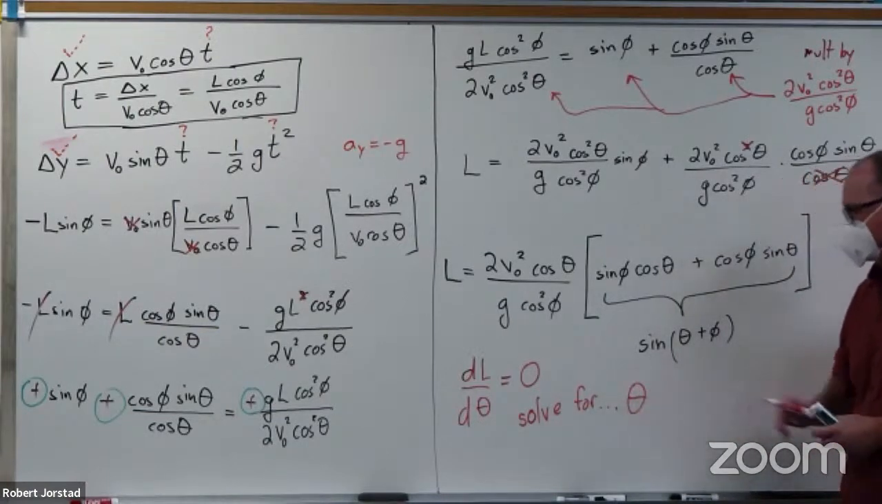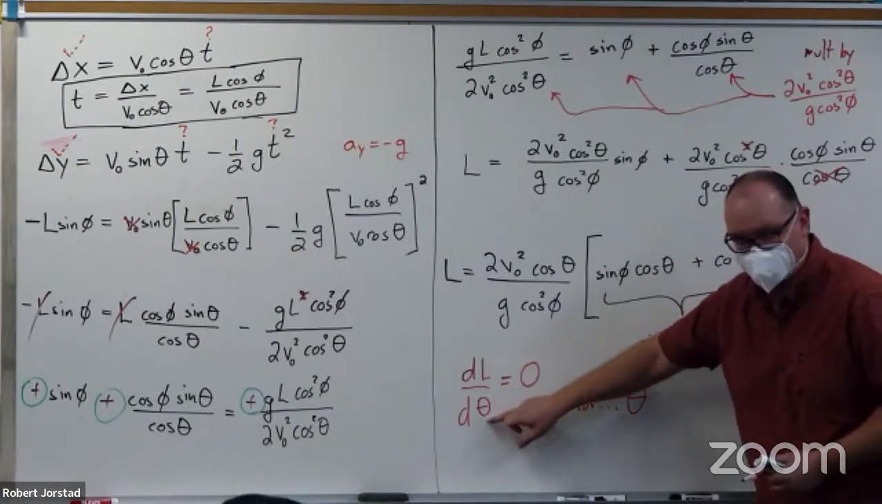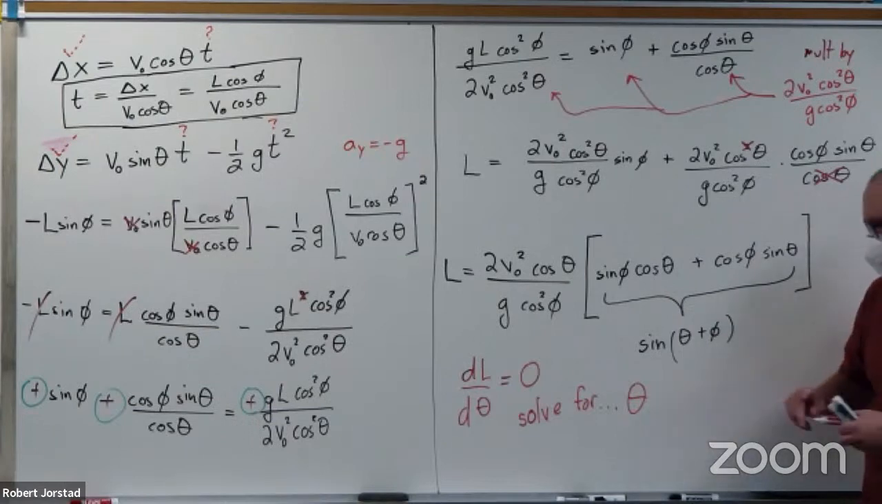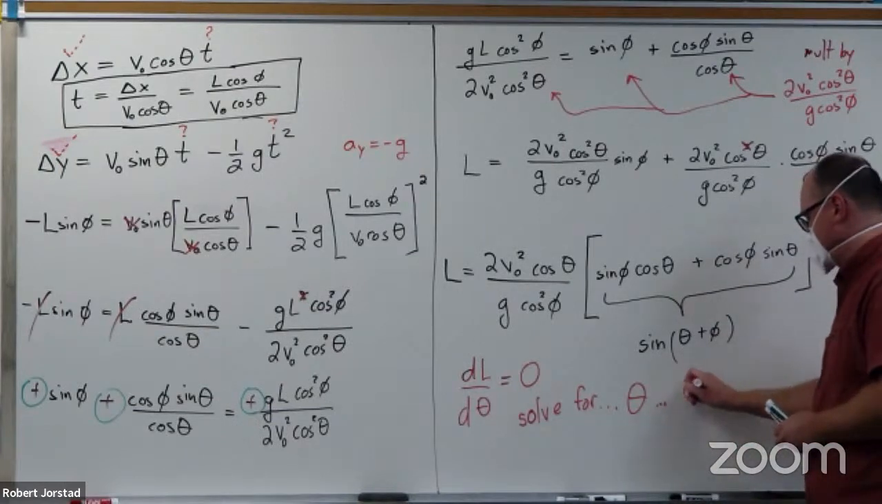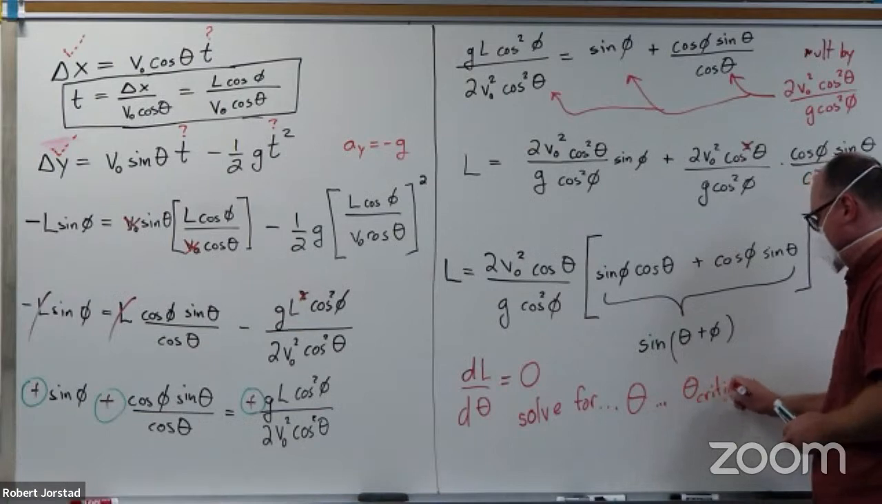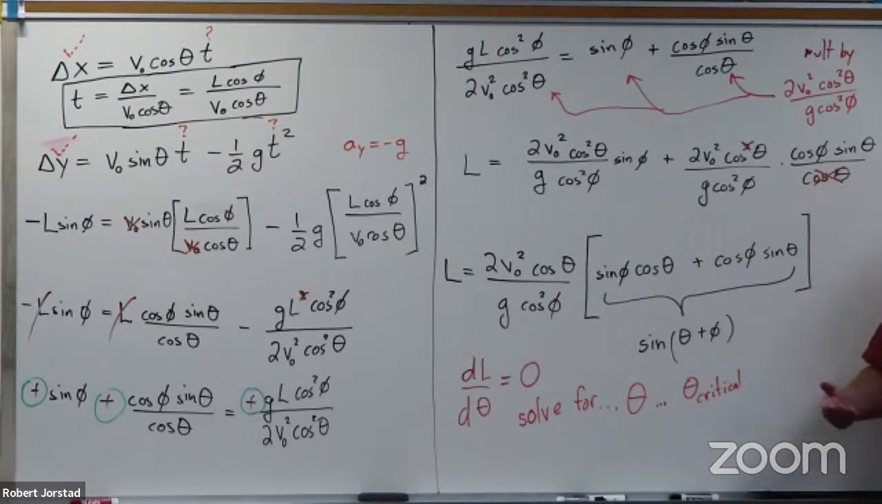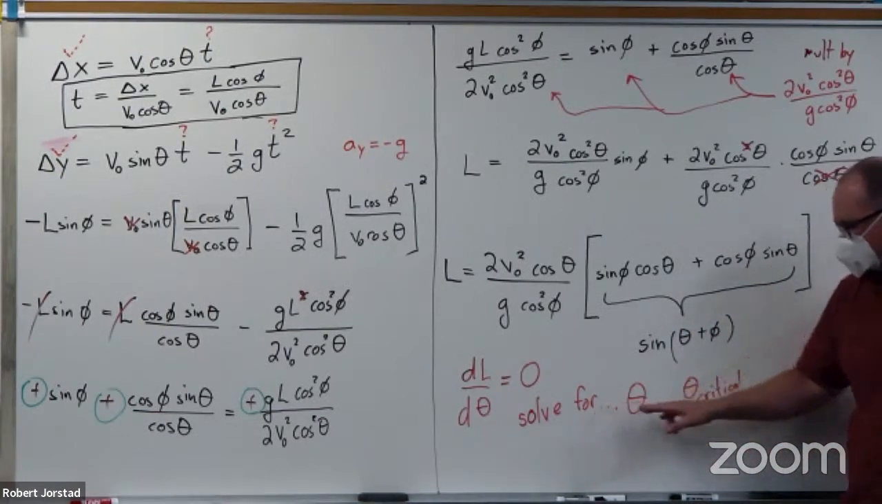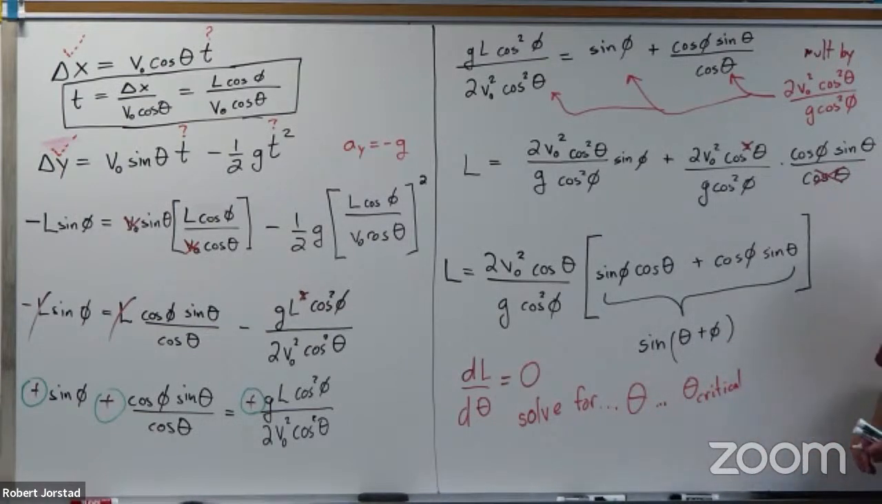Theta. This was the trick. You take the derivative of something with respect to some parameter, then you solve for that parameter. And that becomes theta critical. You remember that? You probably called it like take dy dx, and then you got x critical, or f of x, f prime of x, and x critical. The idea is we're going to solve for theta. That becomes theta critical. Theta critical, you can plug in to get L max or min.